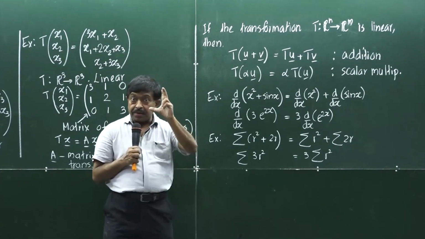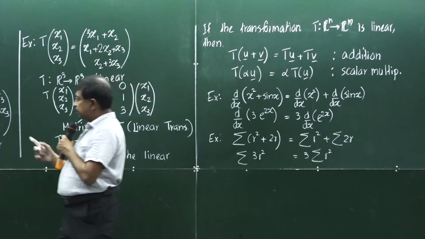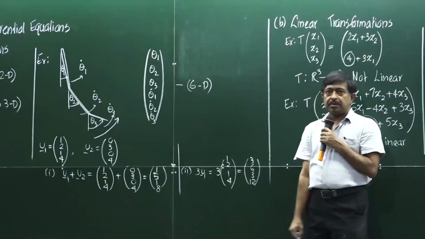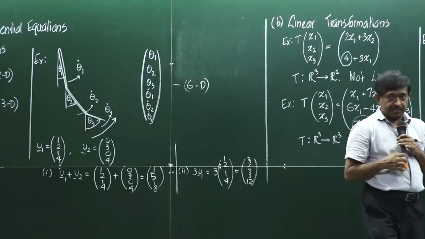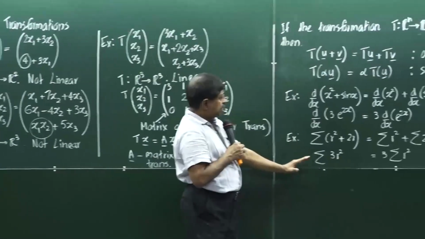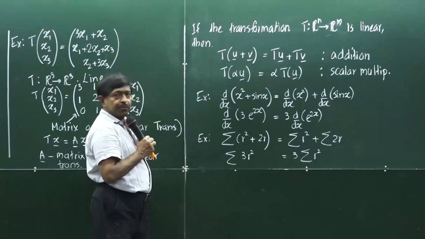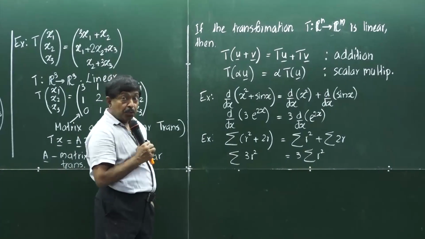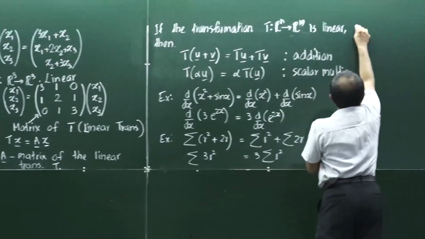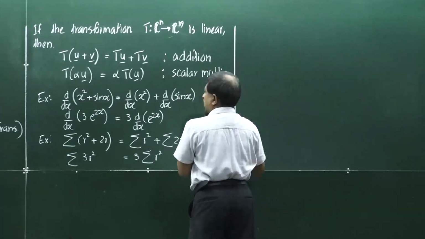What are the operations? Addition and scalar multiplication. Look, addition and scalar multiplication. You don't need those 10 statements there, right? Okay. So, these are some examples of linear transformations. Now, we'll see something more interesting. That is part C.